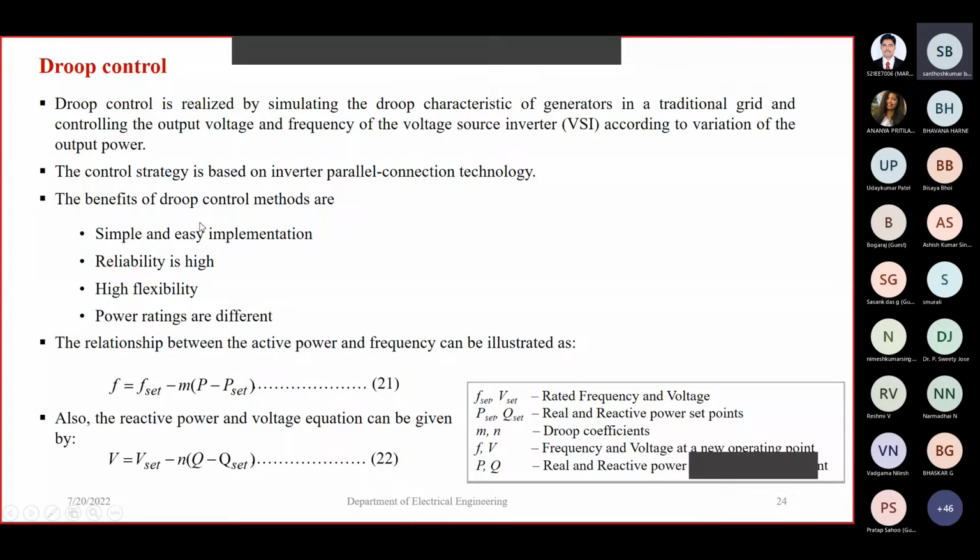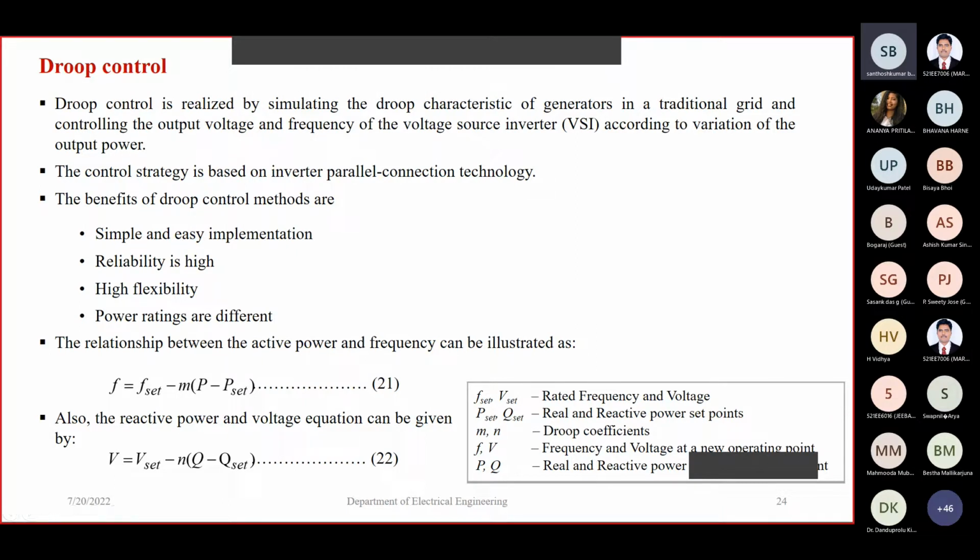The benefits of group control methods are simple and easy implementation, high reliability, and high flexibility. Inverters with different power ratings can also operate in parallel. Equations 21 and 22 show the relationship between frequency and active power, and voltage and reactive power. Here F set and V set are the rated frequency and voltage, P set and Q set are the real and reactive power set points, and M and N are the group coefficients. Based on the group coefficients, they can share the power.